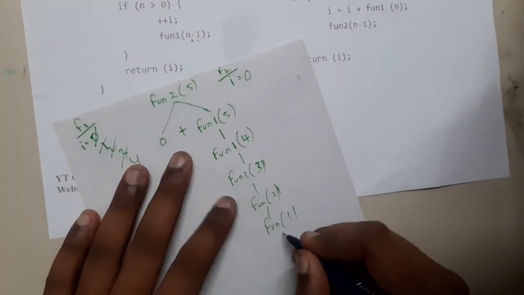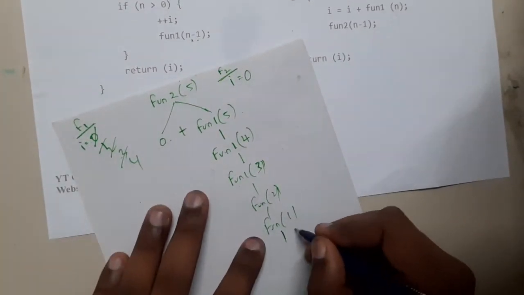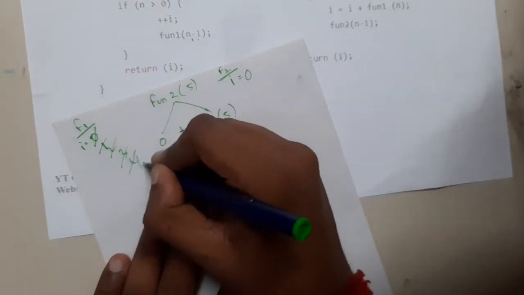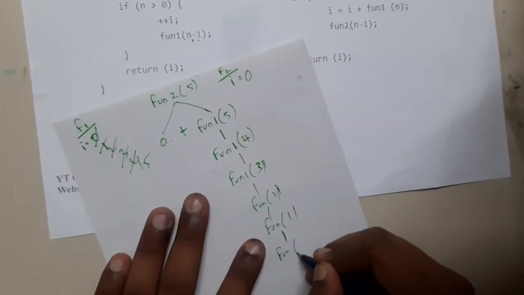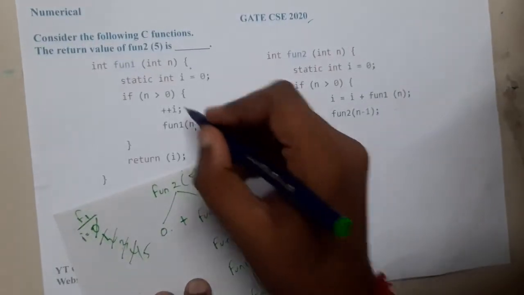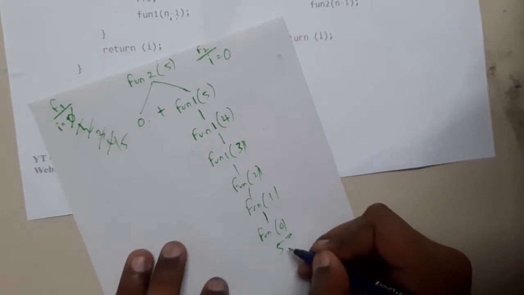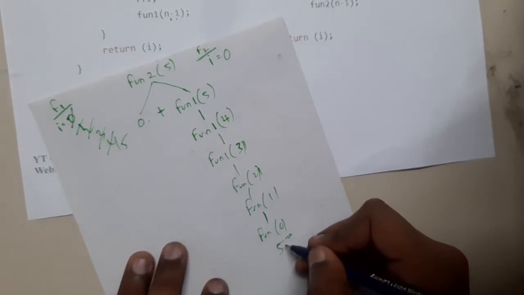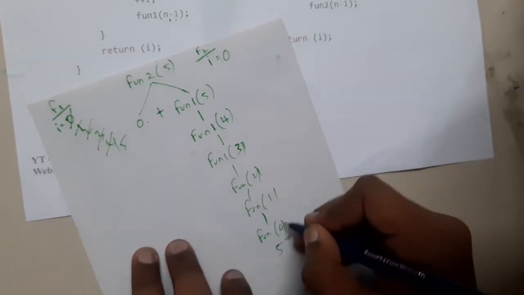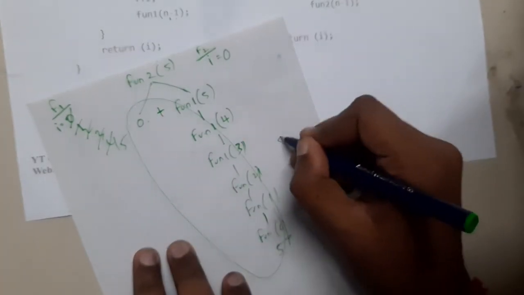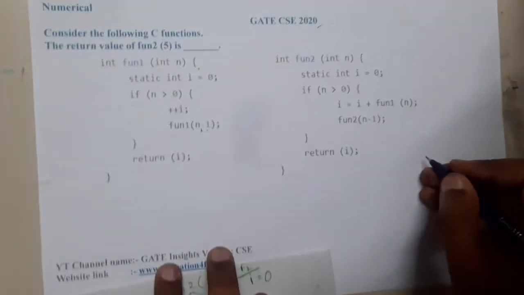So what will fun1 print? Fun1 will come and it will increment this again to 5 and it will make it fun1 of 0. If it is 0, this condition will not execute, so we will be returning 5 here. So what will be the result, guys? It will be nothing but 5 plus 0. The result should be 5. I hope everyone got a clear idea on this question.